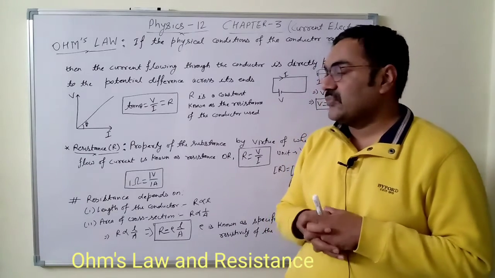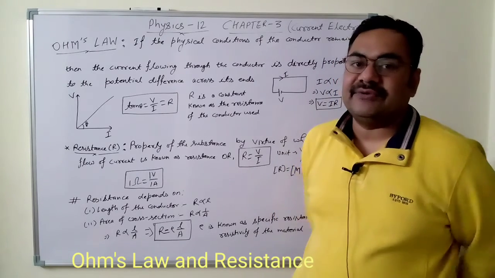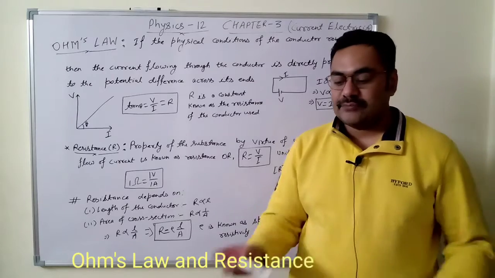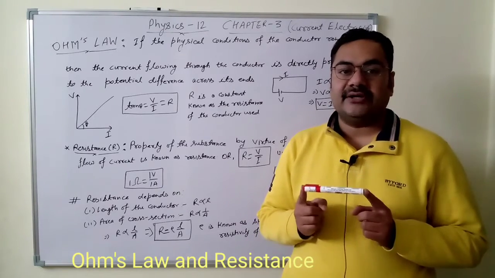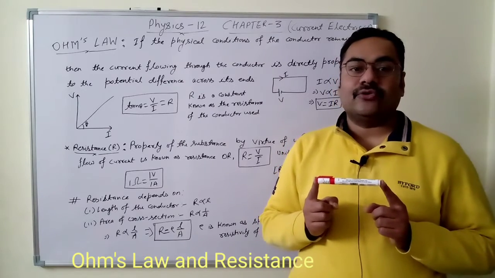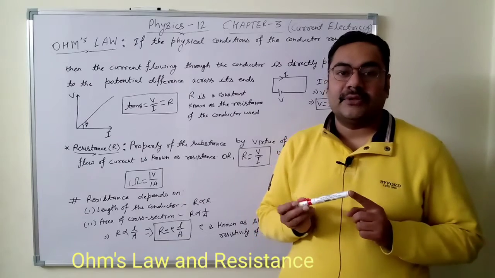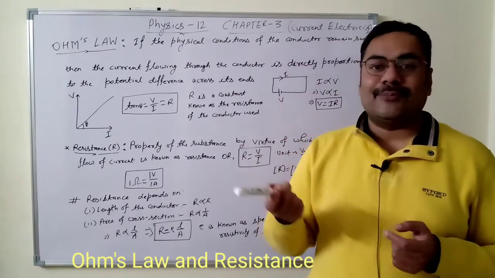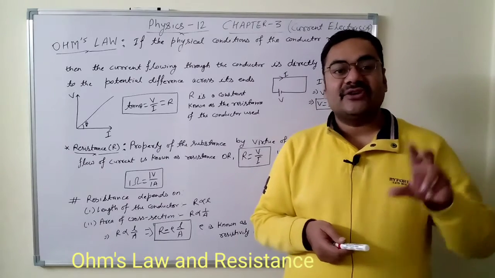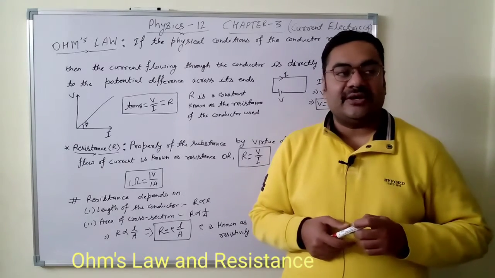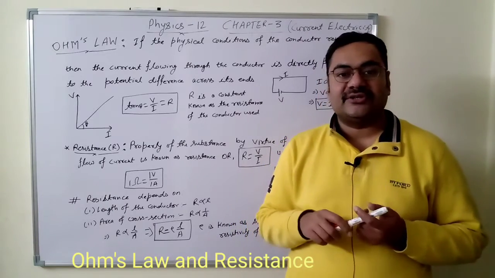This law says if we apply a potential difference V across a wire, then the current flowing through it is directly proportional to the potential difference applied across this conductor. It means if we double the potential difference, then the current will be doubled. If we halve the potential difference, current will also get halved. It means the potential difference and current are directly proportional to each other.